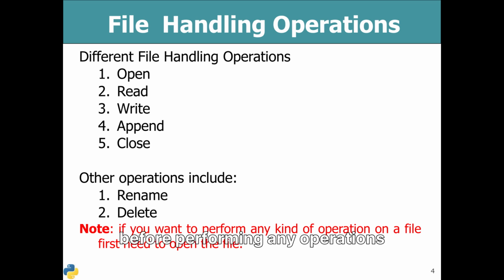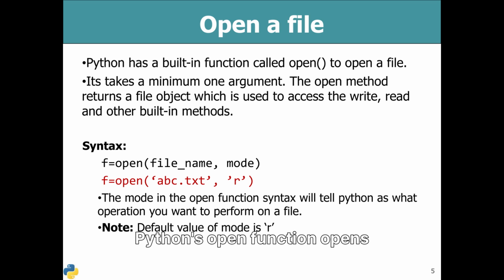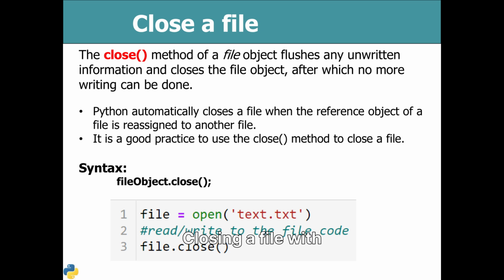Always open a file before performing any operations. Python's open function opens files, returning a file object. The syntax is f = open, with r for read as the default mode. Closing a file with fileObject.close() flushes unwritten data and frees resources. While Python eventually closes files, explicit closing is good practice.